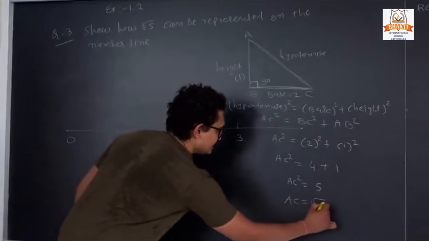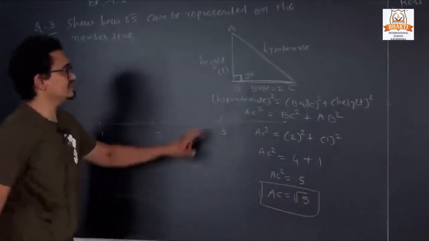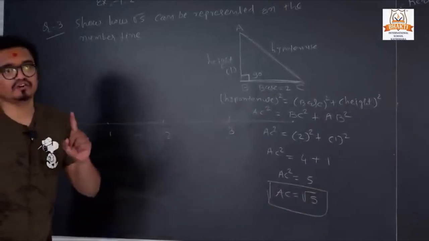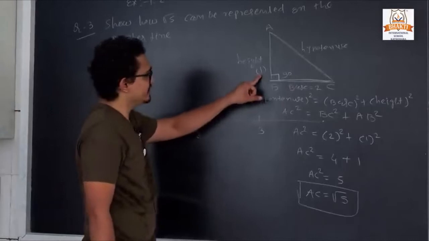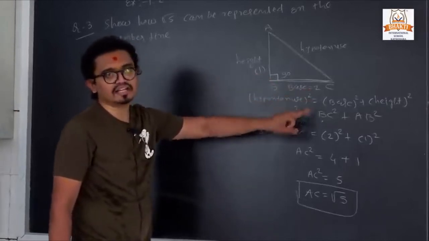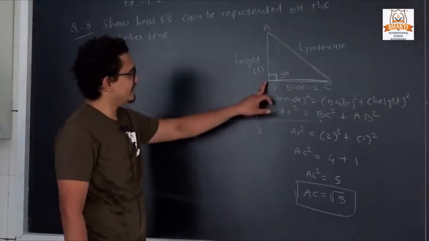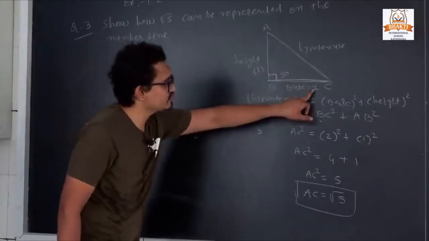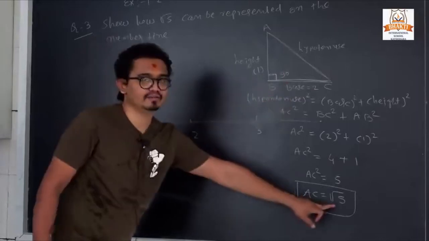So AC is equal to root 5. And last time what happened? If we want to represent root 2, at that time we take 1 and 1. And if we want to represent root 5, here we are taking 2 and 1, because 2 square is 4 and 1 square is 1. So 4 plus 1 will be 5.